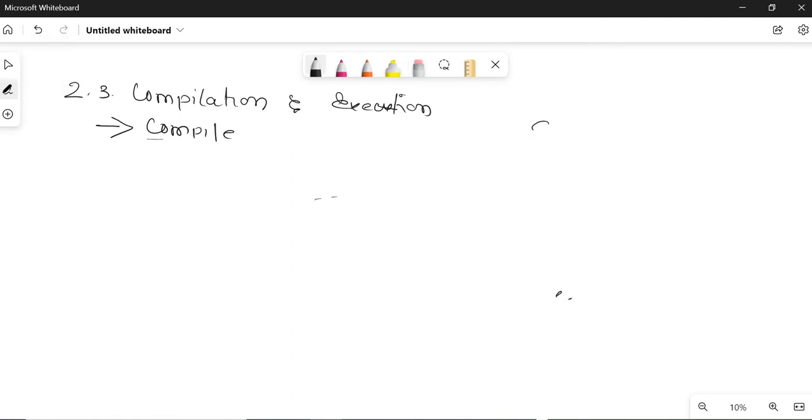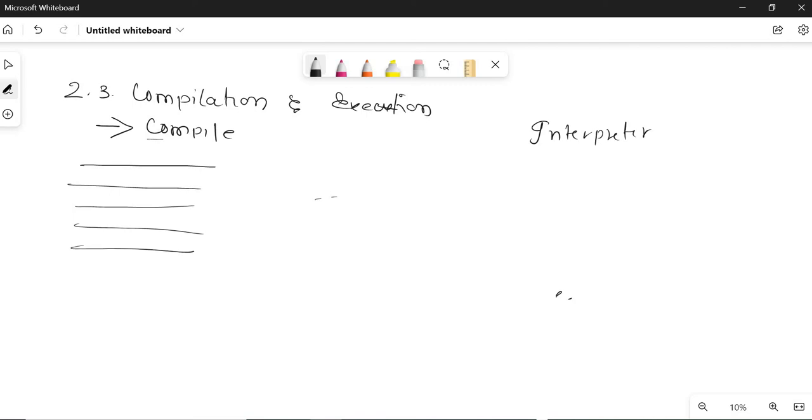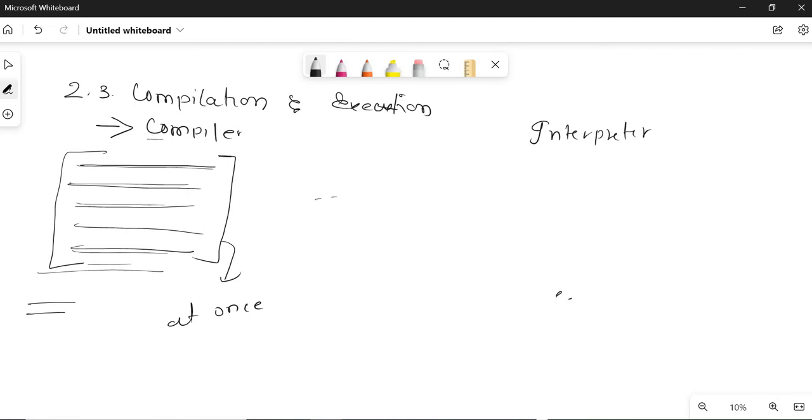So we have compiler and interpreter. Suppose you have written some 5 lines of code. What the compiler does is it translates this high level code into machine level at once. At once means in a single run the whole code is translated. It sees all the code line by line, but it translates it to machine code at once. At last when we execute, it gives a lot of errors.